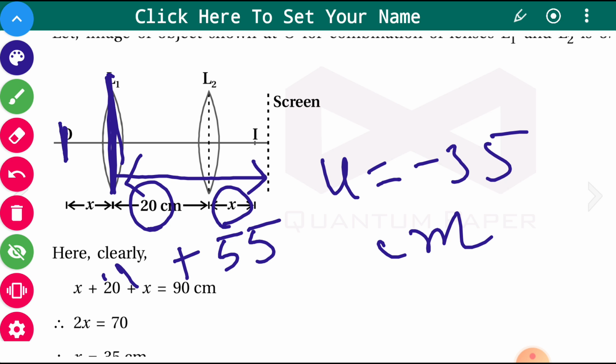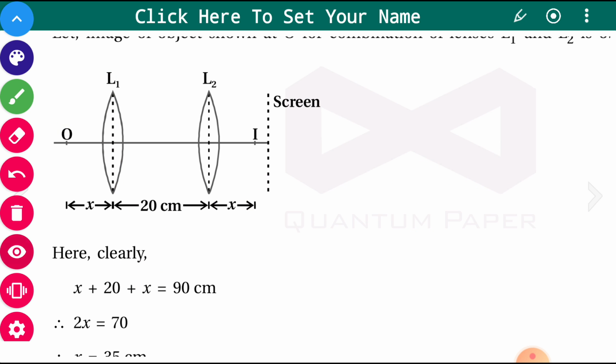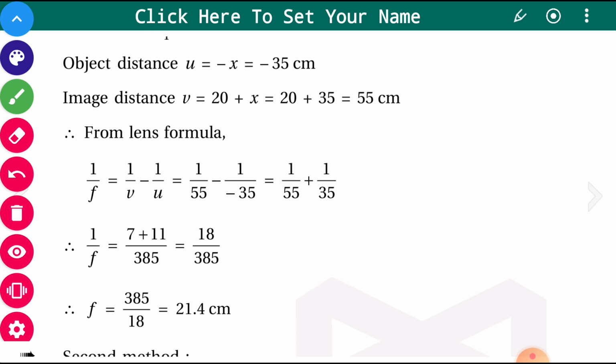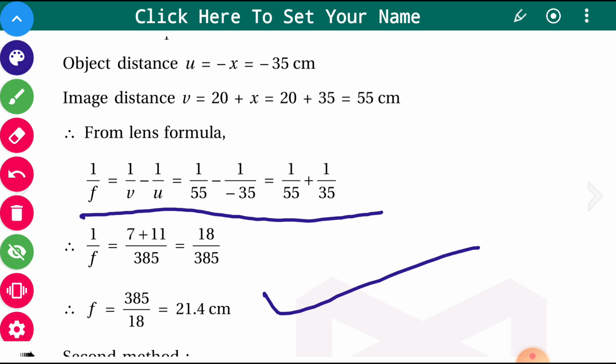So you now have v is equal to 55, u is minus 35. We just have to use the lens formula, 1 upon v minus 1 upon u is equal to 1 upon f. Place the values and you get the value of f to be 21.4 centimeter.